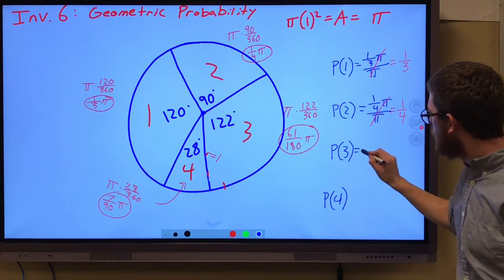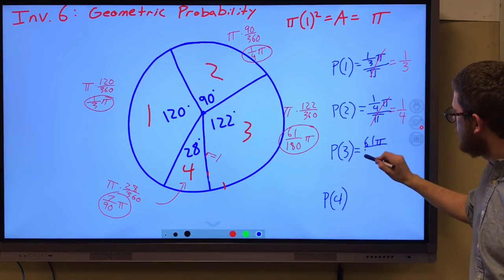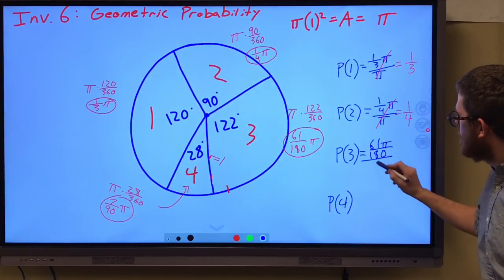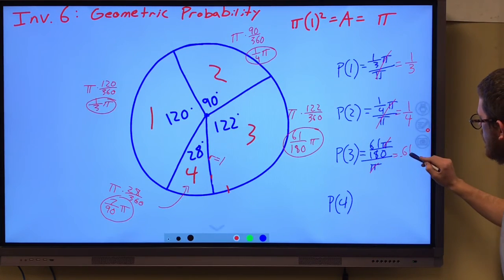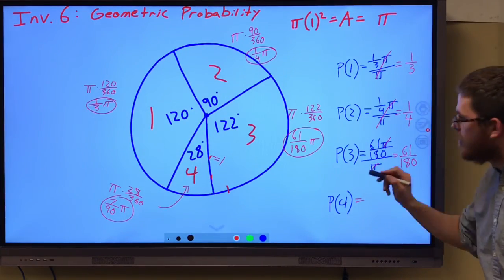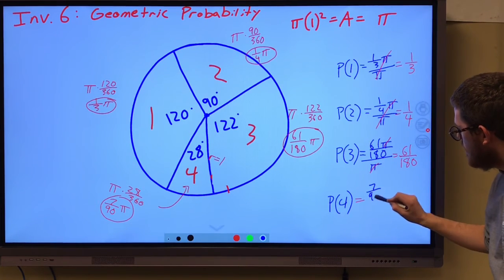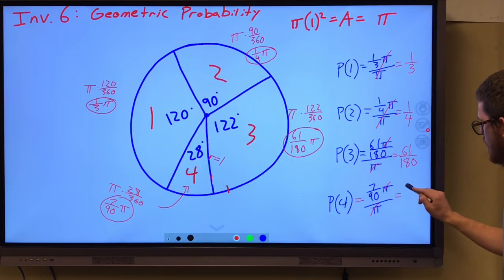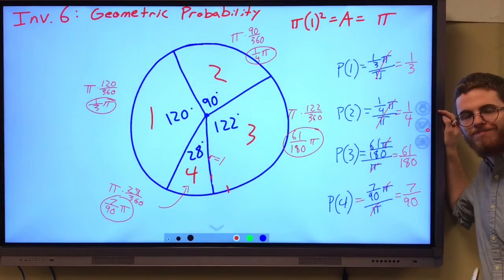Down here, probability of spinning a 3, well, that is the area of spinning a 3 over the total. Once again, the pi's cancel out. We're left with 61 over 180. That is the probability right there. And finally, probability of spinning a 4, the area divided by the total area. Cross out those pi's and we get 7/90.